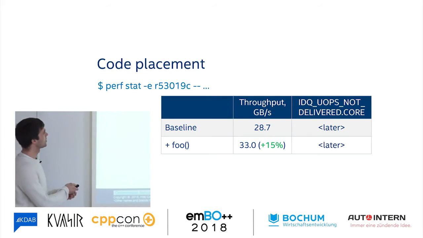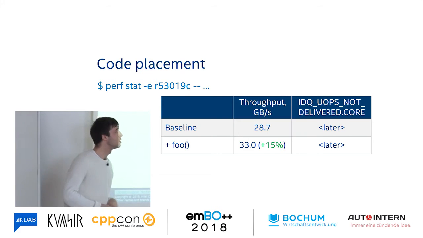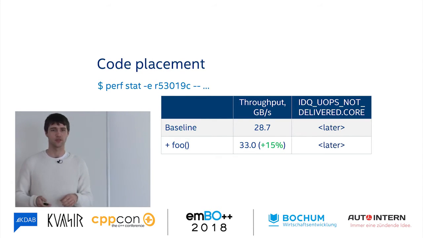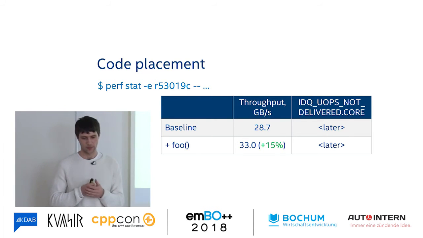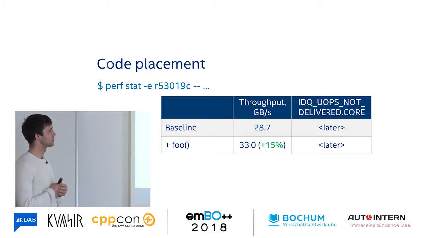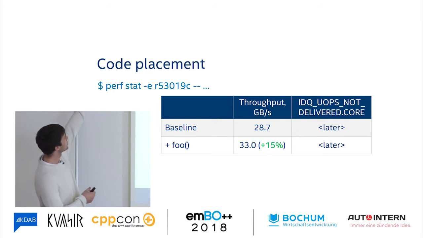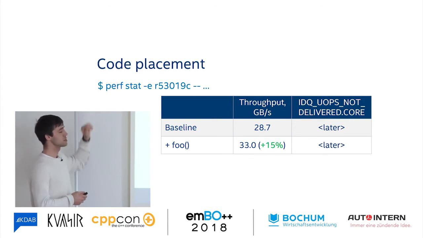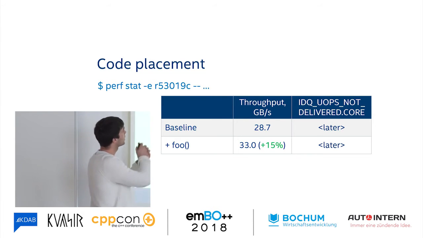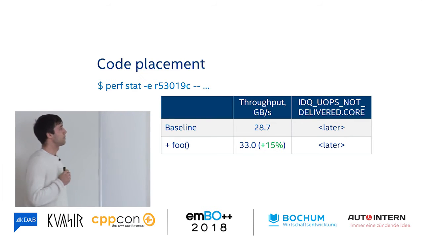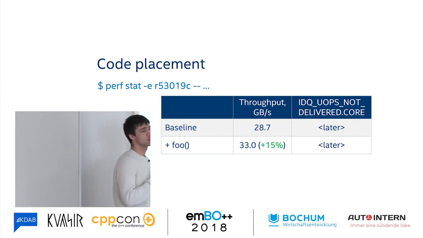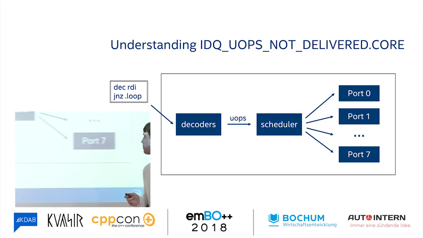Okay, so here are my measurements. We can see that if I add the cold function, the throughput suddenly increases by 15%. So what I did, I collected this performance counter. It's called idq.uops_not_delivered.core. And here is how you can collect it using perf. You just say perf stat -e, and then what goes after r is the hexadecimal code for this counter. I'm not showing the numbers for this counter until we try to understand what this counter means.